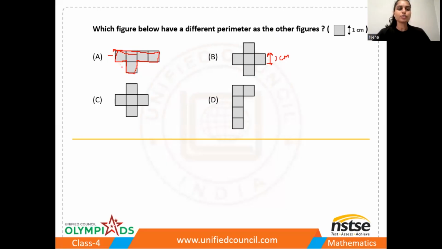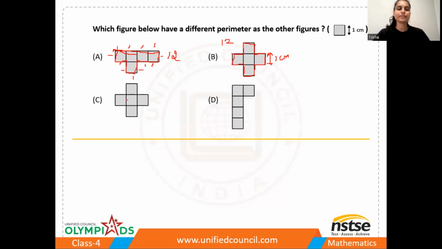This is 1, 2, 3, 4, 5, 6, 7, 8, 9, 10, 11, 12. Yes, the perimeter is 12. Now let me count the perimeter for the next similar one. Okay, so this is 1, 2, 3, 4, 5, 6, 7, 8, 9, 10, 11, 12.